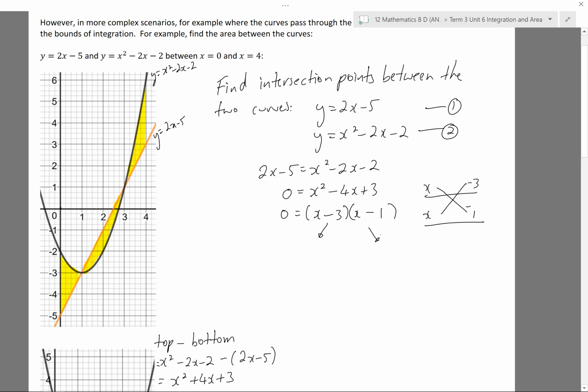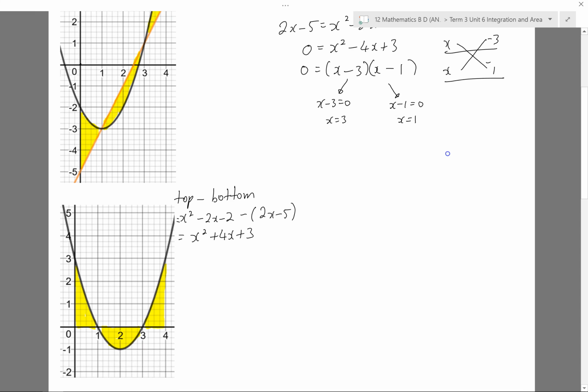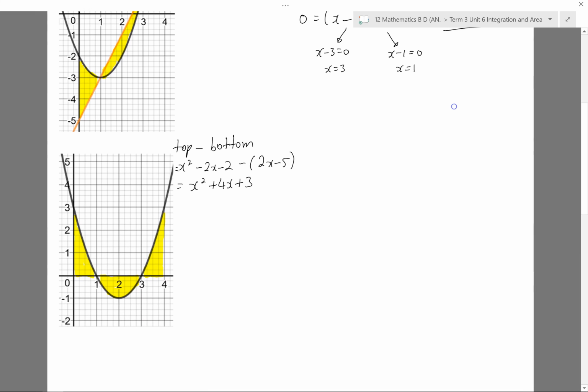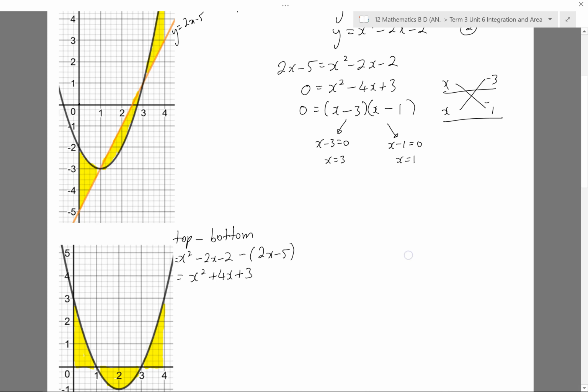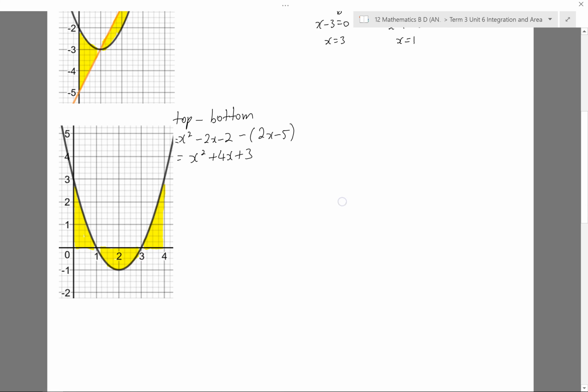So my two x coordinates of the intersection points will be when x minus 3 equals 0 and x minus 1 equals 0. So when x equals 3 and x equals 1. And we can see graphically, yeah, looks pretty good. This is going to indicate the way I need to split up my integration. So to find the area, I'm going to be integrating from 0 to 1, from 1 to 3, and then from 3 to 4. And when I'm doing that, I'm going to be integrating this top minus bottom function.